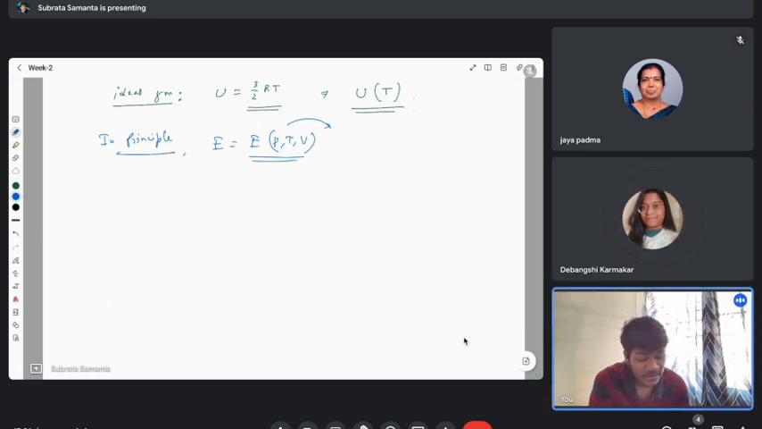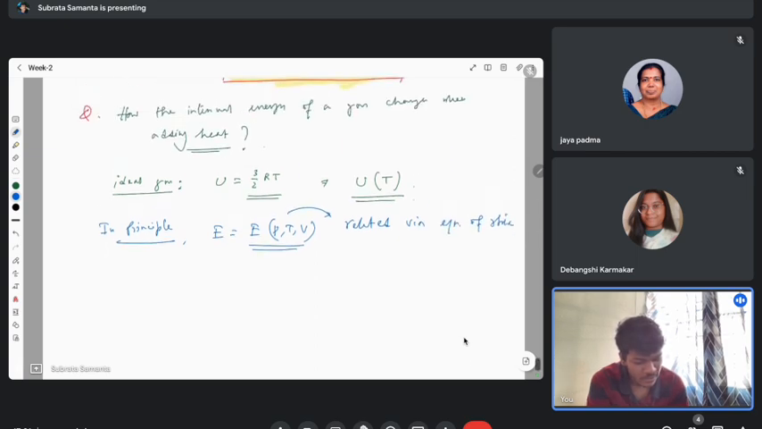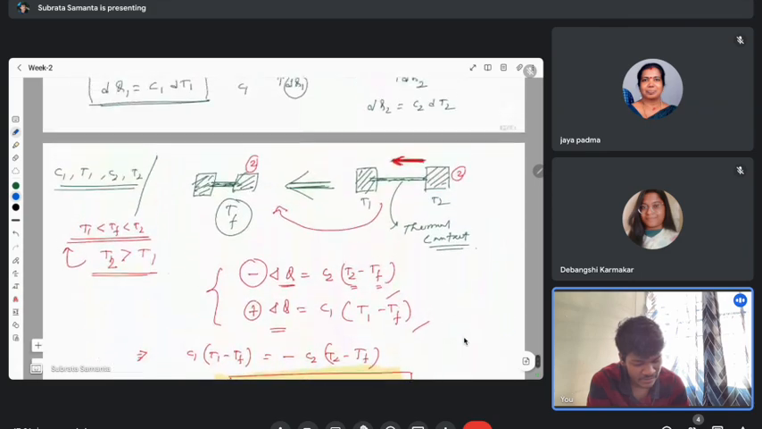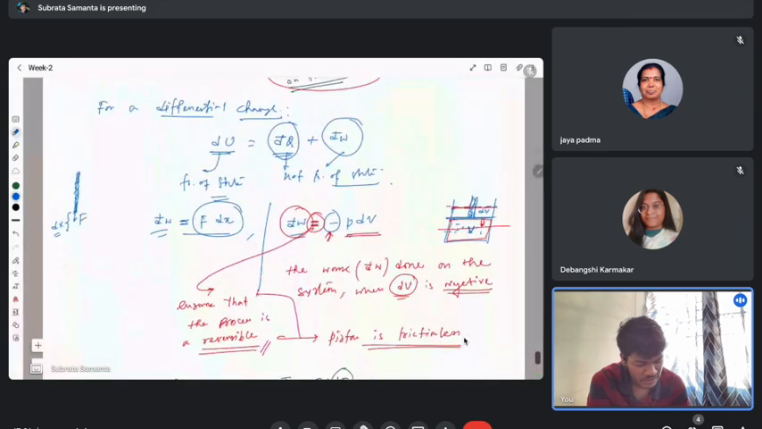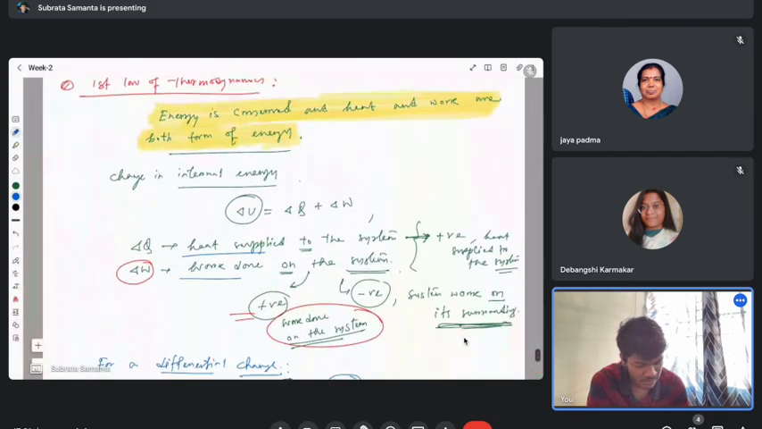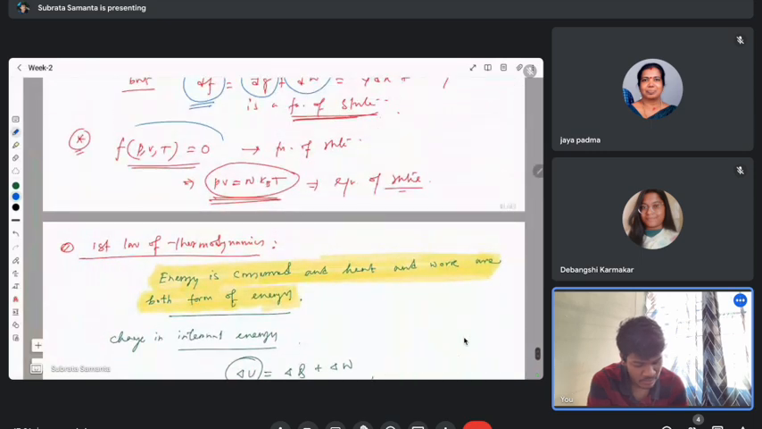Yeah. So that means they are related via equations of state. Okay, so they are related via equation of state. So that equation of state, what are the constants? As I said previously, right? Just remember that f of P, V, T equals 0.